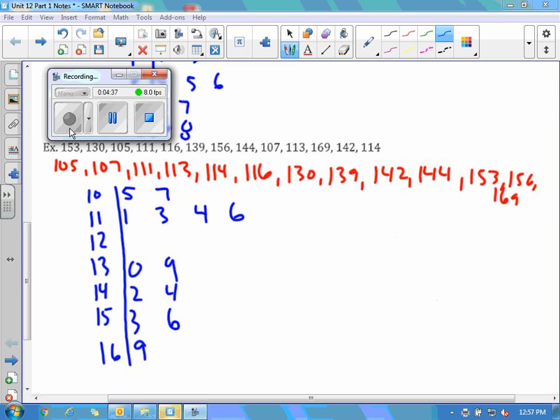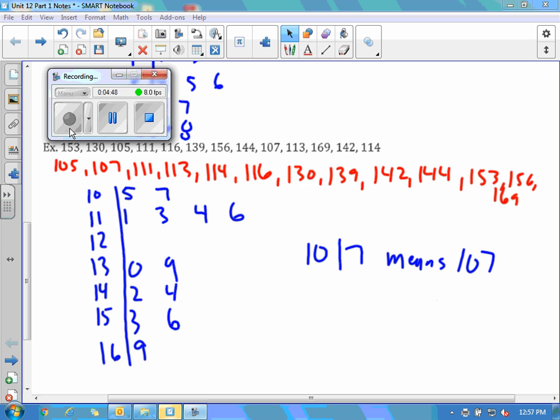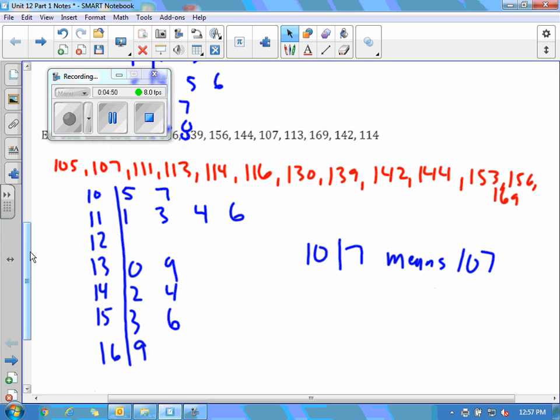Now again, this doesn't mean anything unless I have a key. So let's say I'm going to put 10 line 7, and I'd write means 107. So I'm going to use the key. Okay. Scrolling back up to the first one real quick.